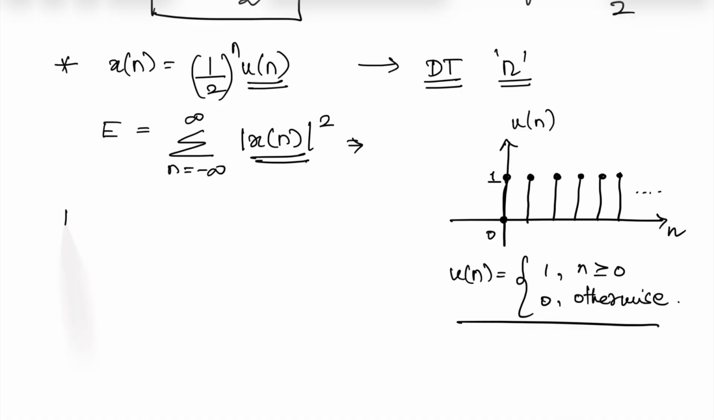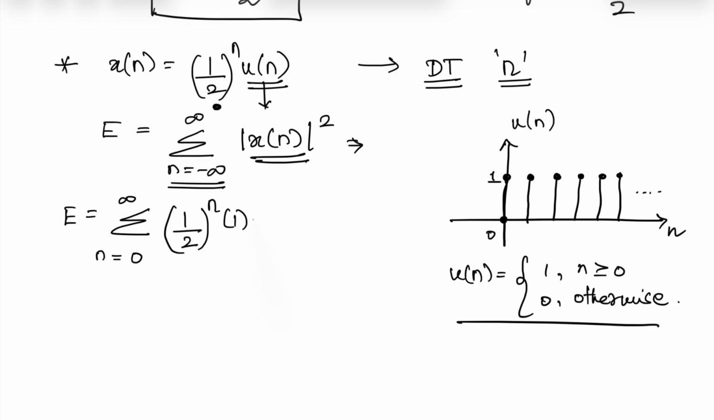So energy E is equal to summation. Since the signal commences from 0, I can write n equals 0 and it goes on up to infinity. The next step is (1/2)^n. In the place of u of n, we know that the value is 1, and this becomes the whole square in the formula. So how can I write this? Summation n equals 0 to infinity of (1/2) the whole power 2n.